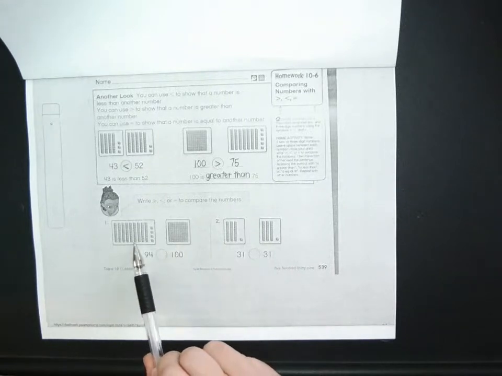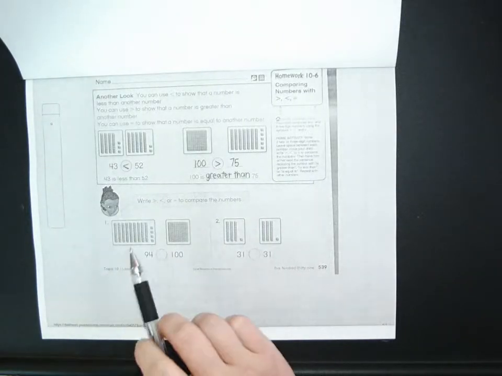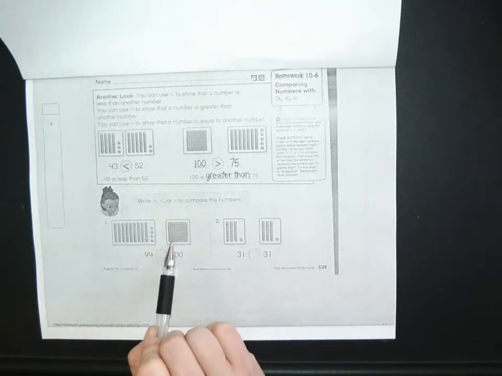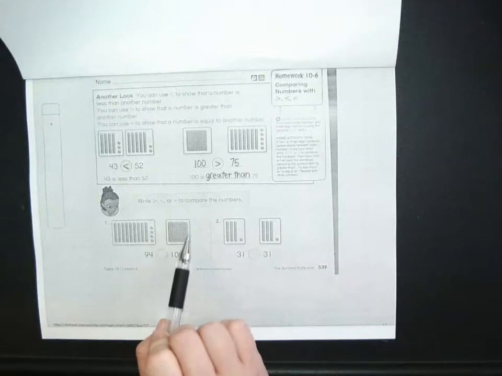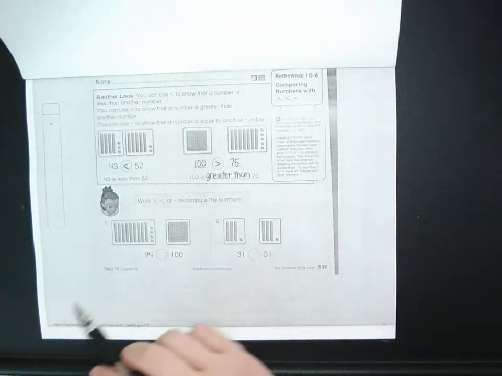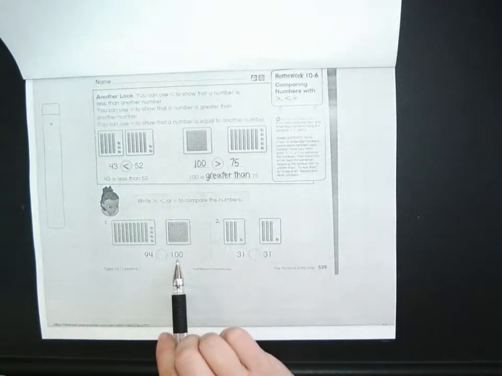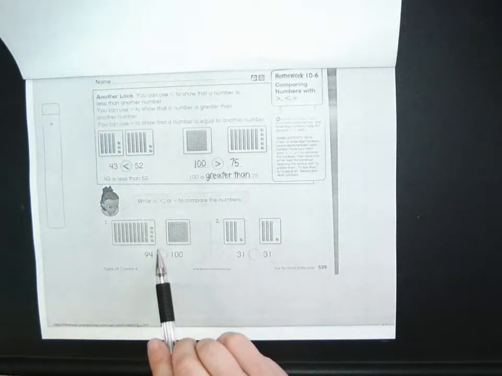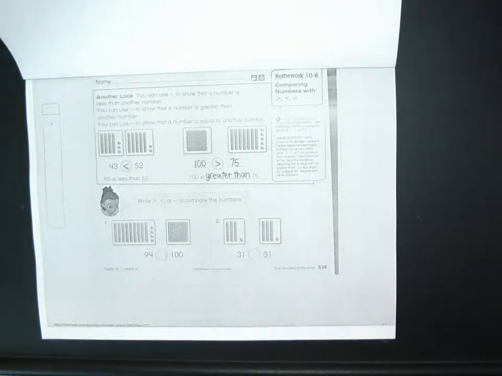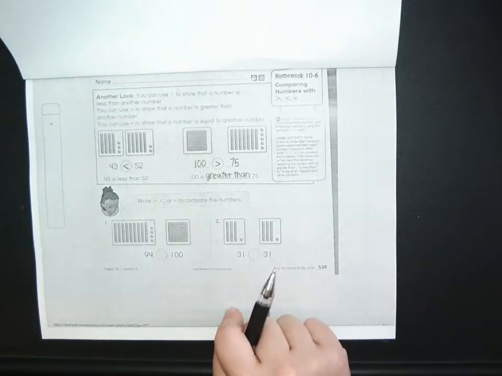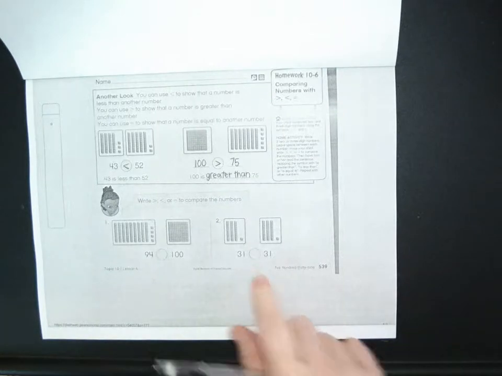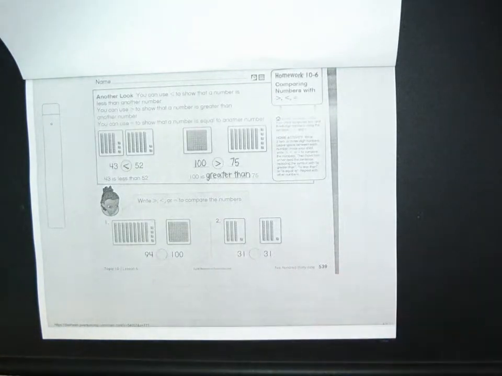Now, if you need to look at the longs and units to help you compare these numbers, you can. You know that a flat is greater than a long. Okay, so 94 or 100. Will the alligator sign eat the 94 or the 100? You write it. Okay, now I want you to click pause on this video, and I want you to do this one and this one by yourself. When you're ready to move on, go ahead and push play, and we'll go to the next page.